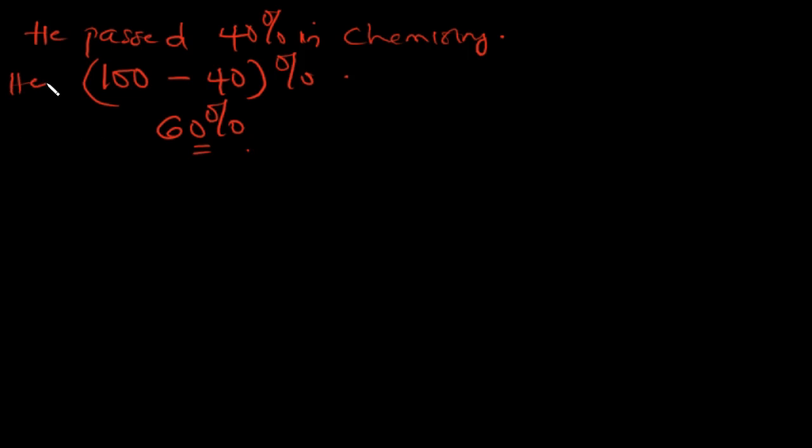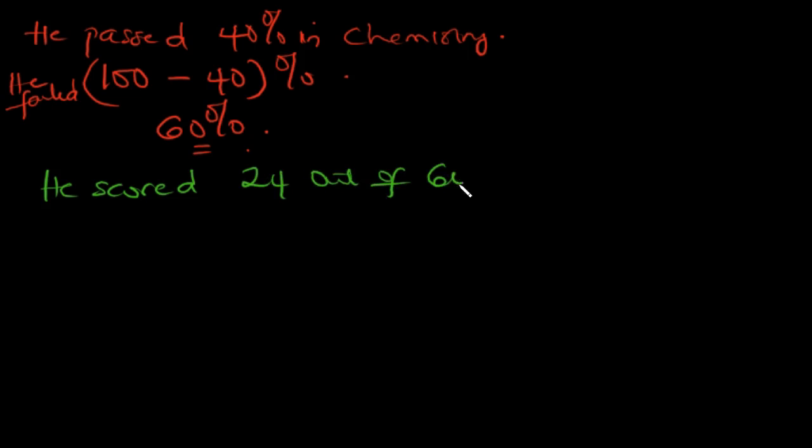He failed 100 minus 40, 60% of his chemistry test. But another way we can do that, since he scored 24 out of 60 in chemistry, which means he failed 60 minus 24, isn't it? That means he failed 36 out of 60.